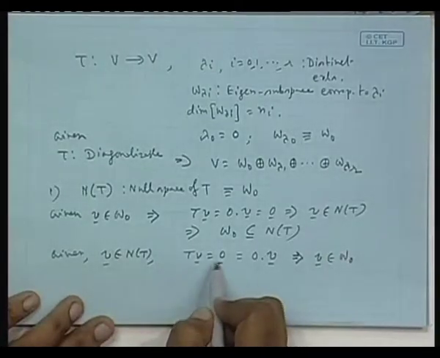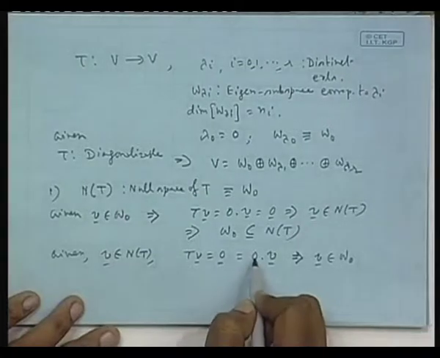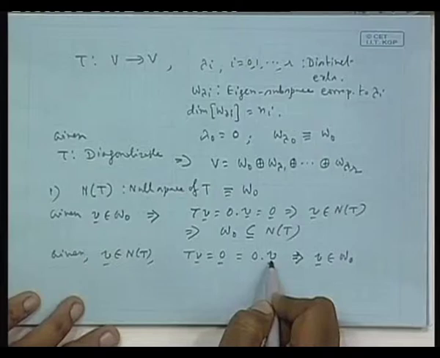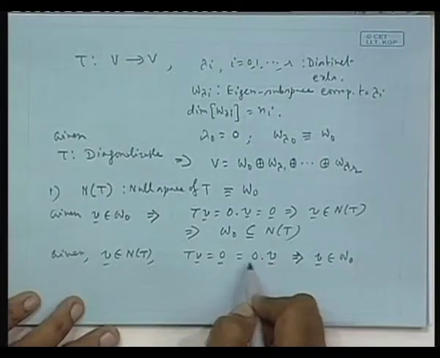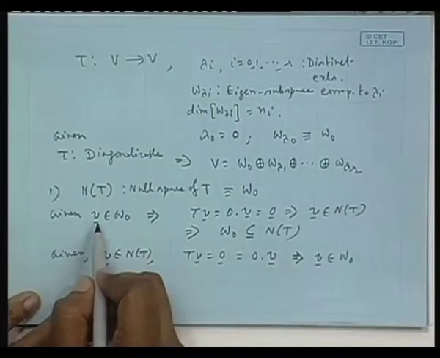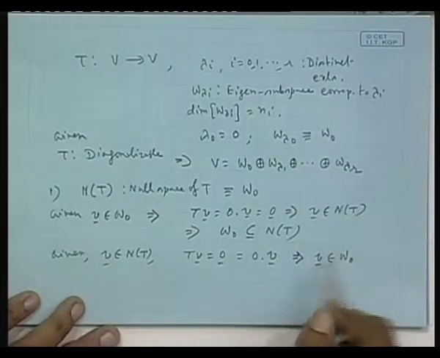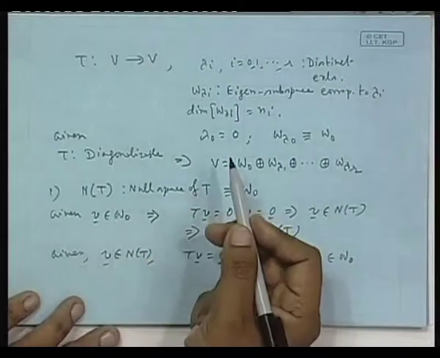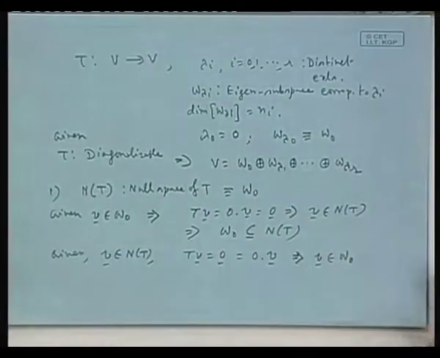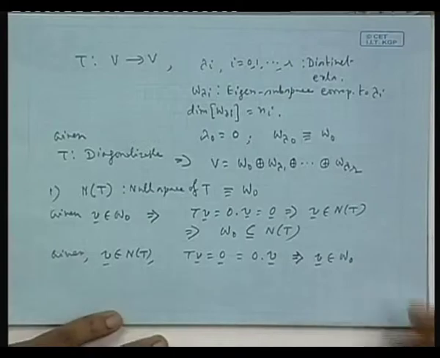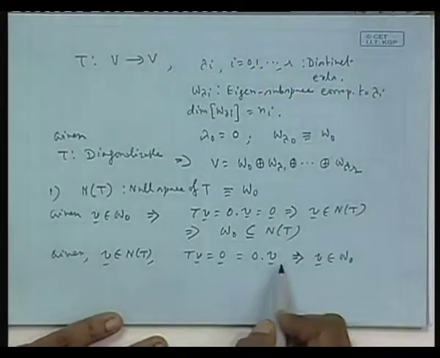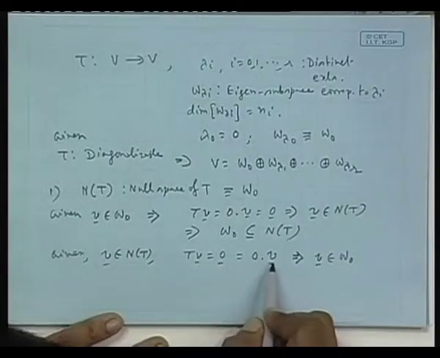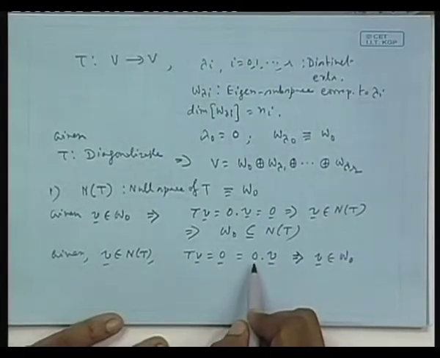Because T V is 0, that means T V equals 0 scalar times V, that is an eigenvalue 0. That means V is an eigenvector. Of course, I am taking V to be non-zero here. If it is only 0, then N T and W 0 are trivial, they consider only the 0 vector. Forget about that case. So V is an eigenvector corresponding to eigenvalue 0.